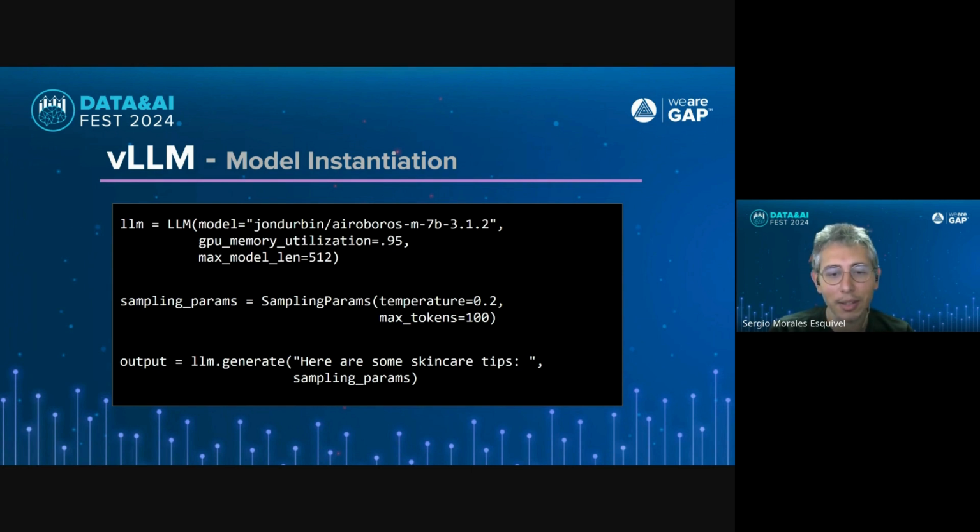And then you've got max tokens, which is the maximum number of tokens you want to generate. That one's easy enough to understand. And then what we're going to do is call the generate method on our LLM.